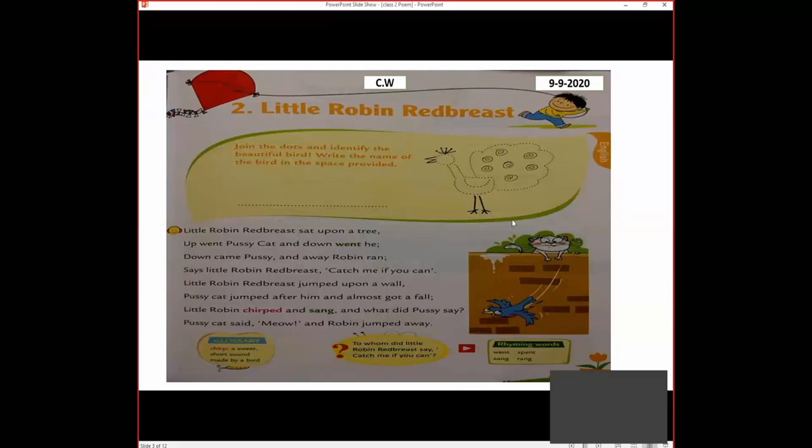Now, I want everyone to write today's date. Today is 9-9-2020. Write today's date on top, please. Then you're going to write classwork, C.W. You will write these two things now. All ready? Ali is ready. Fawaz, Ali, Talal, Mariam are ready. Have you all written classwork?